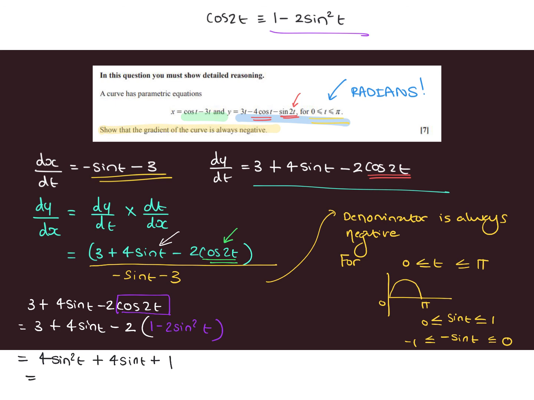which you can see factorizes. And it factorizes to 2 sine t plus 1 all squared, which means that the numerator is a perfect square, which means that the numerator has got to be 0 or above, essentially. If it's a perfect square, it cannot be negative. So the numerator cannot be negative, the denominator is always negative, which means that the gradient overall will always be negative. And that tells us that dy by dx will always be negative.